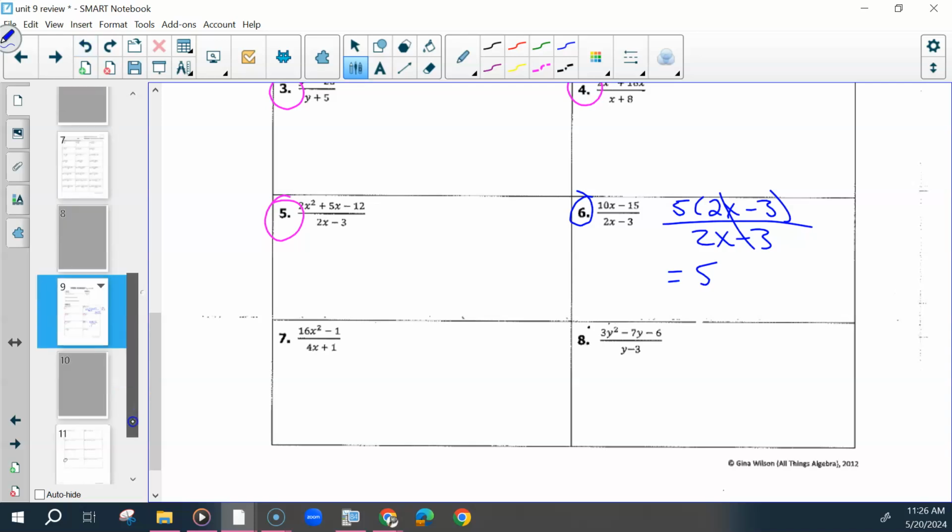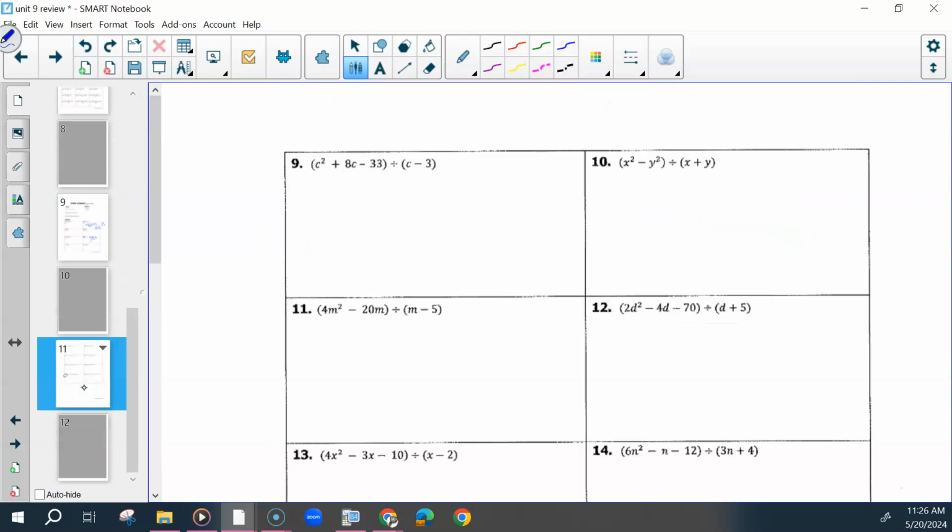Mine on the back. Okay. These ones are in a different format, but you're doing the same thing. You're still factoring and dividing. So if you want to rewrite it first, you can do that. If you want to rewrite it after you have your factors, you could also do that.